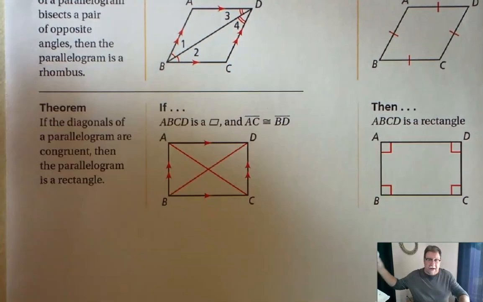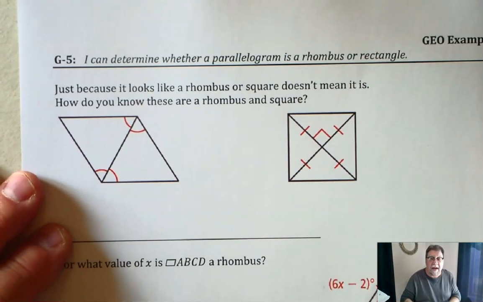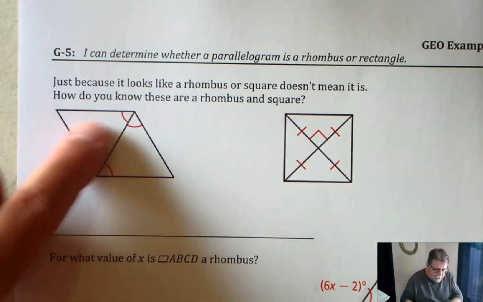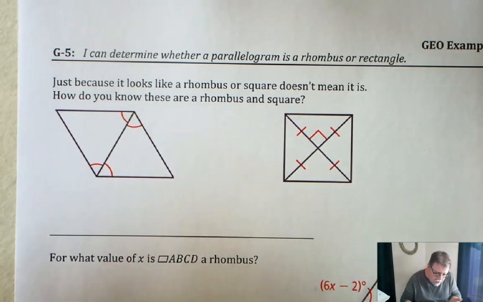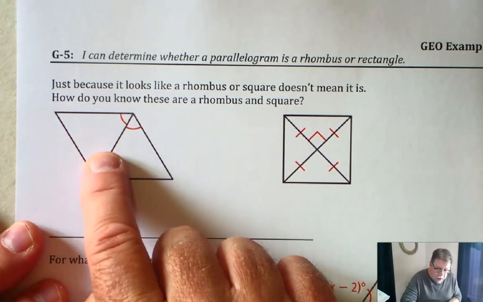Let's take a look at a couple of examples here. So let me pull out my examples. Let's say, can we show that this is a rhombus or a square? Just because it looks like a rhombus doesn't mean that we don't have to prove it. So how do we know that this is a rhombus?